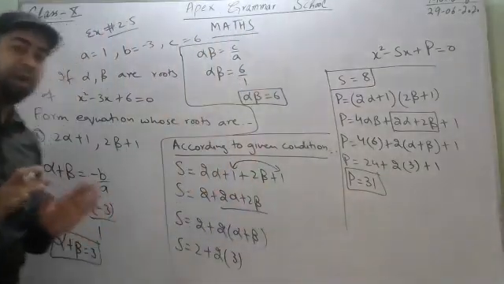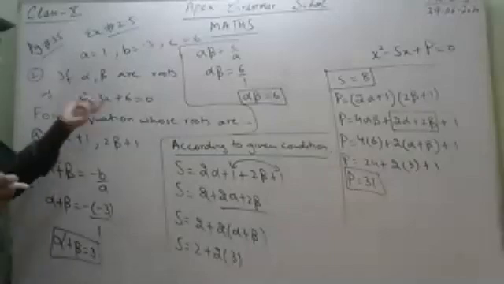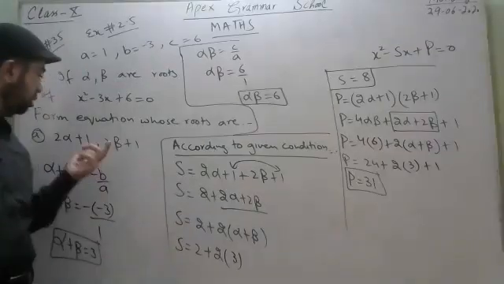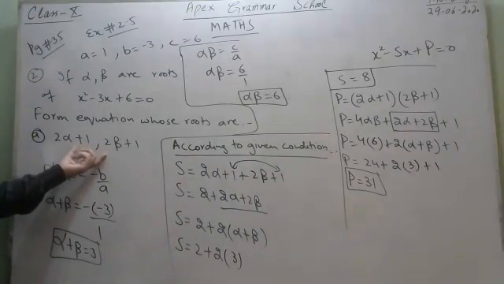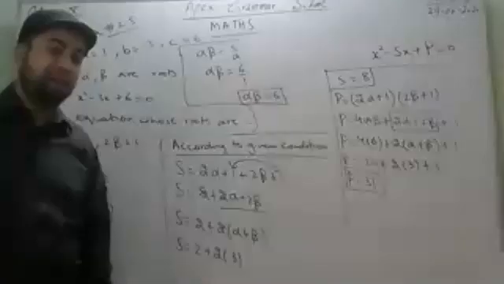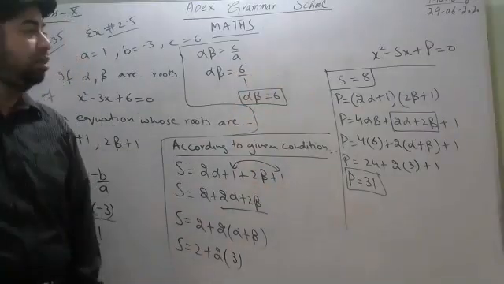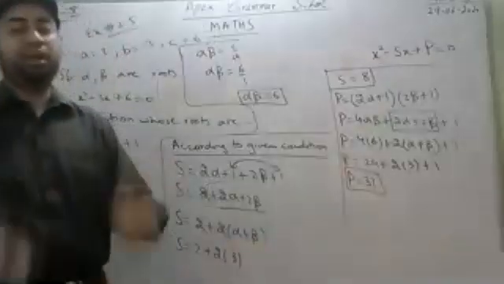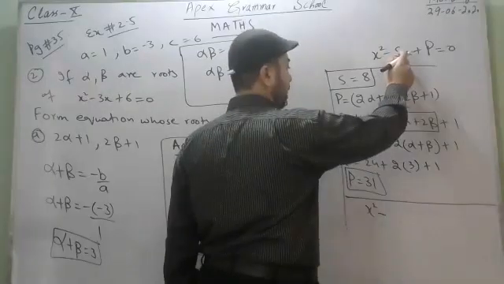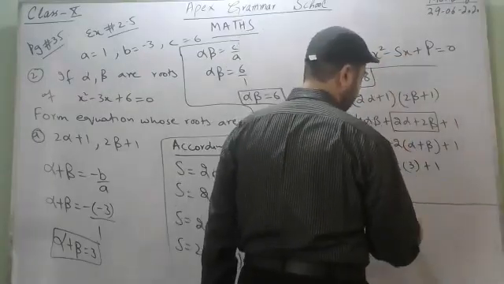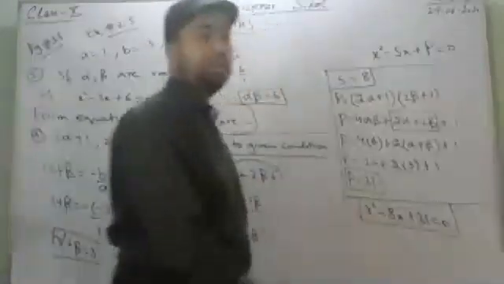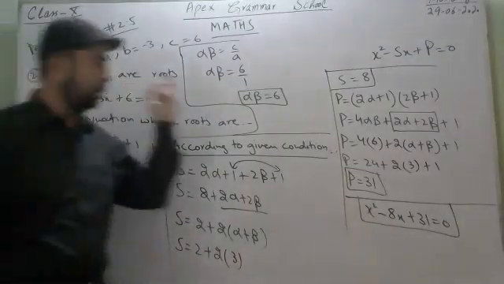Now the sum and product of the roots of this equation are totally changed according to the examiner's requirement. We found capital S and capital P. Now finally, we just need to put these S and P values in this equation, and then we have the equation x square minus S x plus P, that is x square minus 8x plus 31. And that's it.